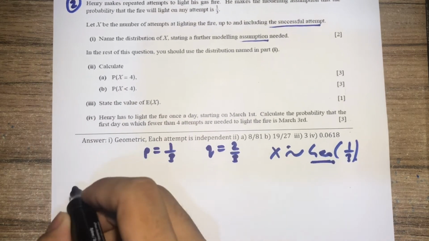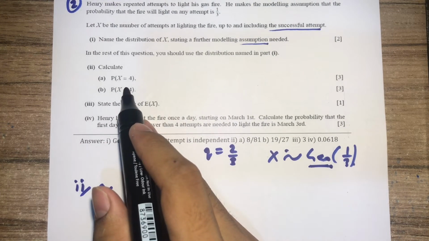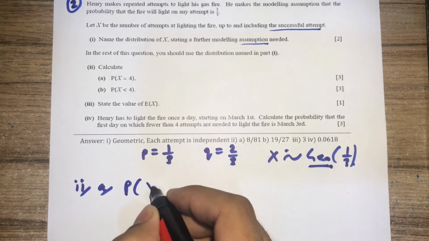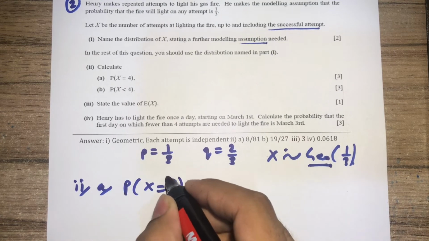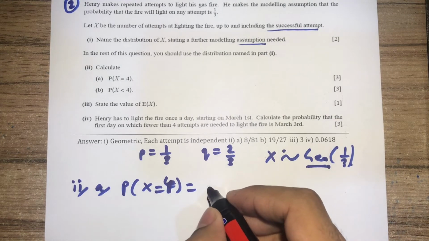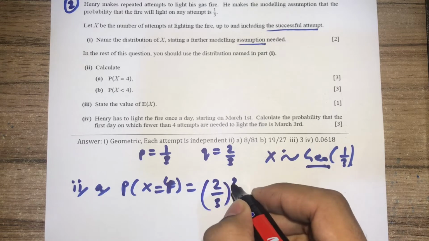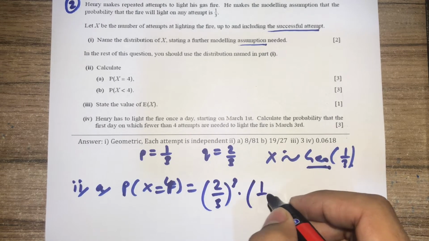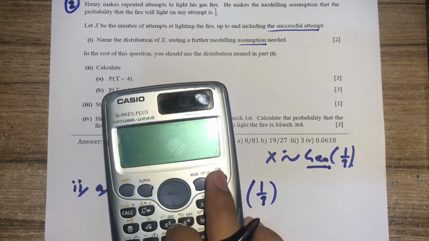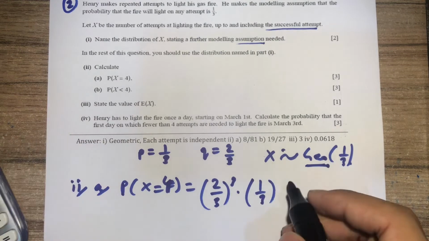Now in the second part, find probability of x equals 4. So the formula is q power n minus 1, so 2 over 3 power 3 times 1 over 3. Eight upon 81.